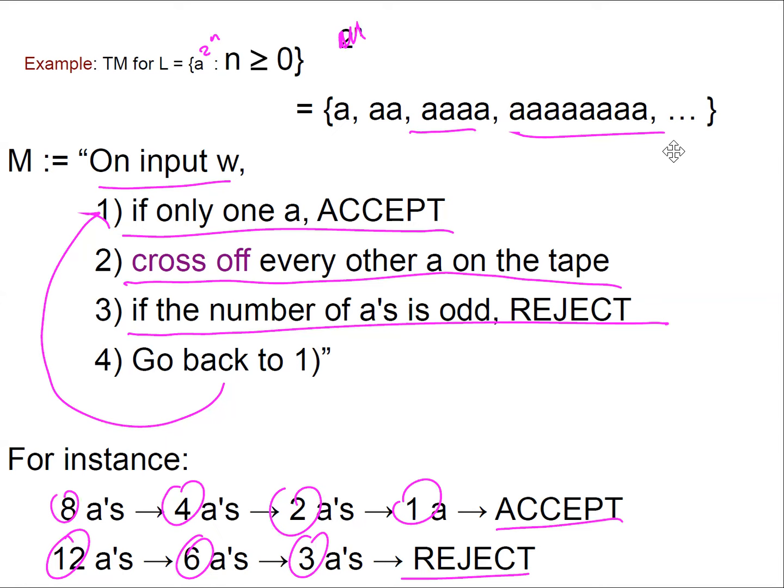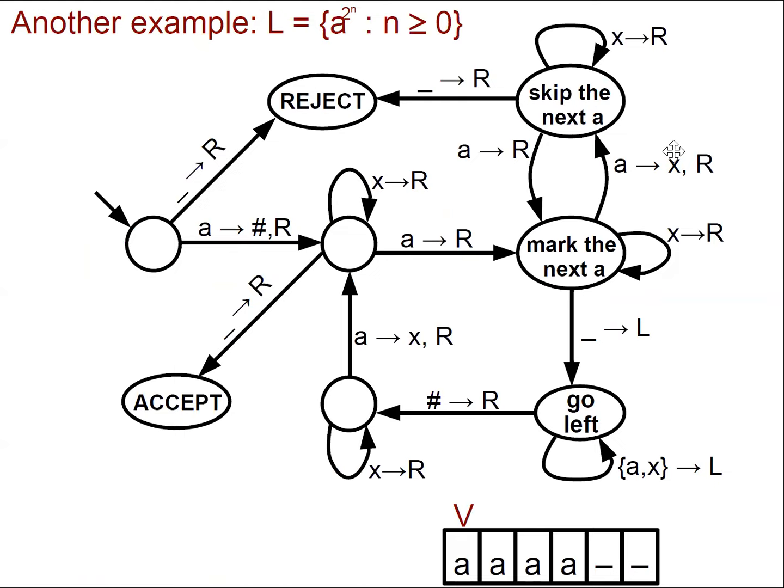And this will be a state diagram for that machine. This is an example in which you have 4 A's. I'm going to cross off every other A. Again, cross off. And you accept.